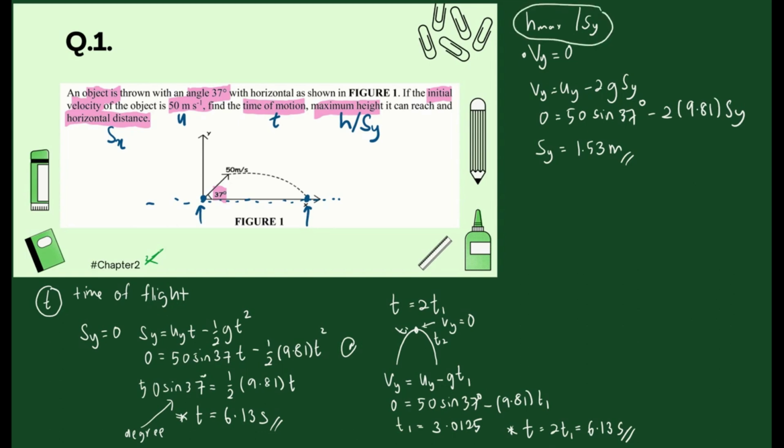And the third quantity to find is the horizontal distance, SS. We just apply the equation SS is equal to UX T. So we have got T, and UX is equal to 50 cos 37 degree, and our T is equal to 6.13 seconds. Your horizontal distance is supposed to be 244.98 meter.